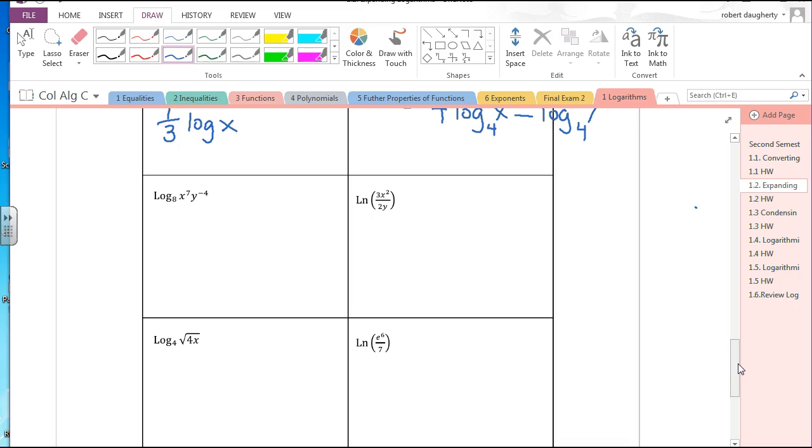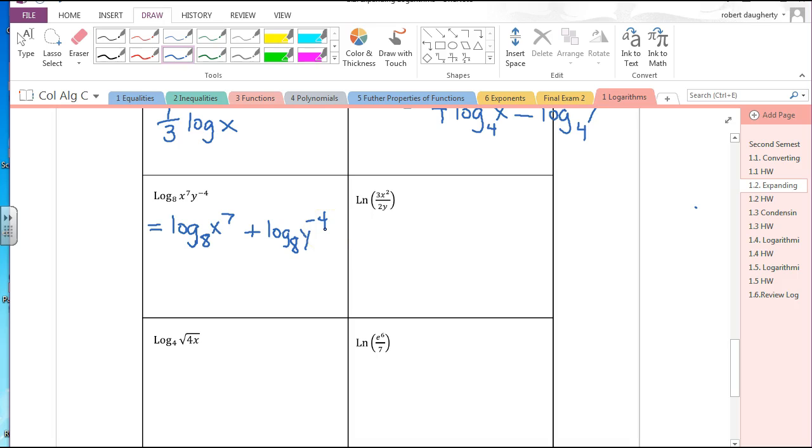In order to use the power rule, I can't bring that exponent out front unless it's the log of something to an exponent. So I can't bring both the exponents out front. I can't just take one of them because this 7th only deals with the x. That negative 4th only deals with the y. First thing I'm going to do is treat it as a product. So this is the log base 8 of x to the 7th, and then what? Plus log base 8 of y to the negative 4th. Okay?